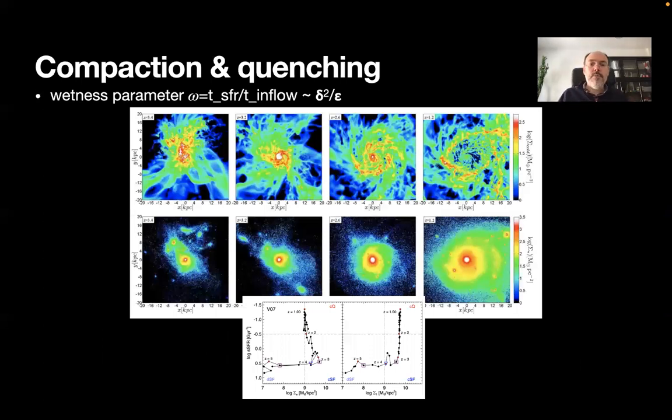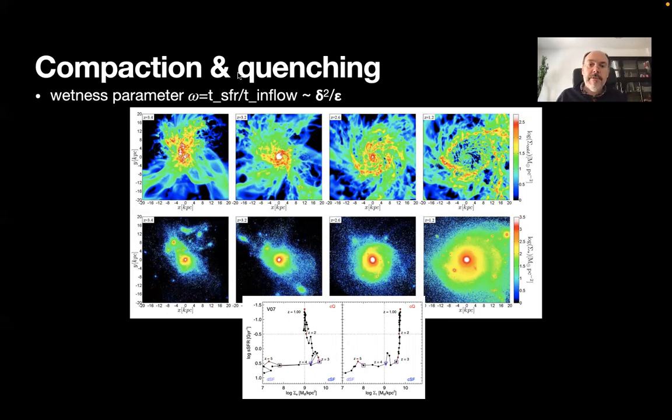Now in the cosmological simulation, we see at the same time mergers and compaction. And this compaction event, this inflow of gas, is driven by this wetness parameter. This is just a ratio of two different timescales. The first is the timescale for star formation in the disk, and then the other is the timescale for this inflow of gas from the disk to the center. If the star formation is very fast in the disk, the gas first goes into stars before going to the center. So we end up with a rotating disk with very little bulge.